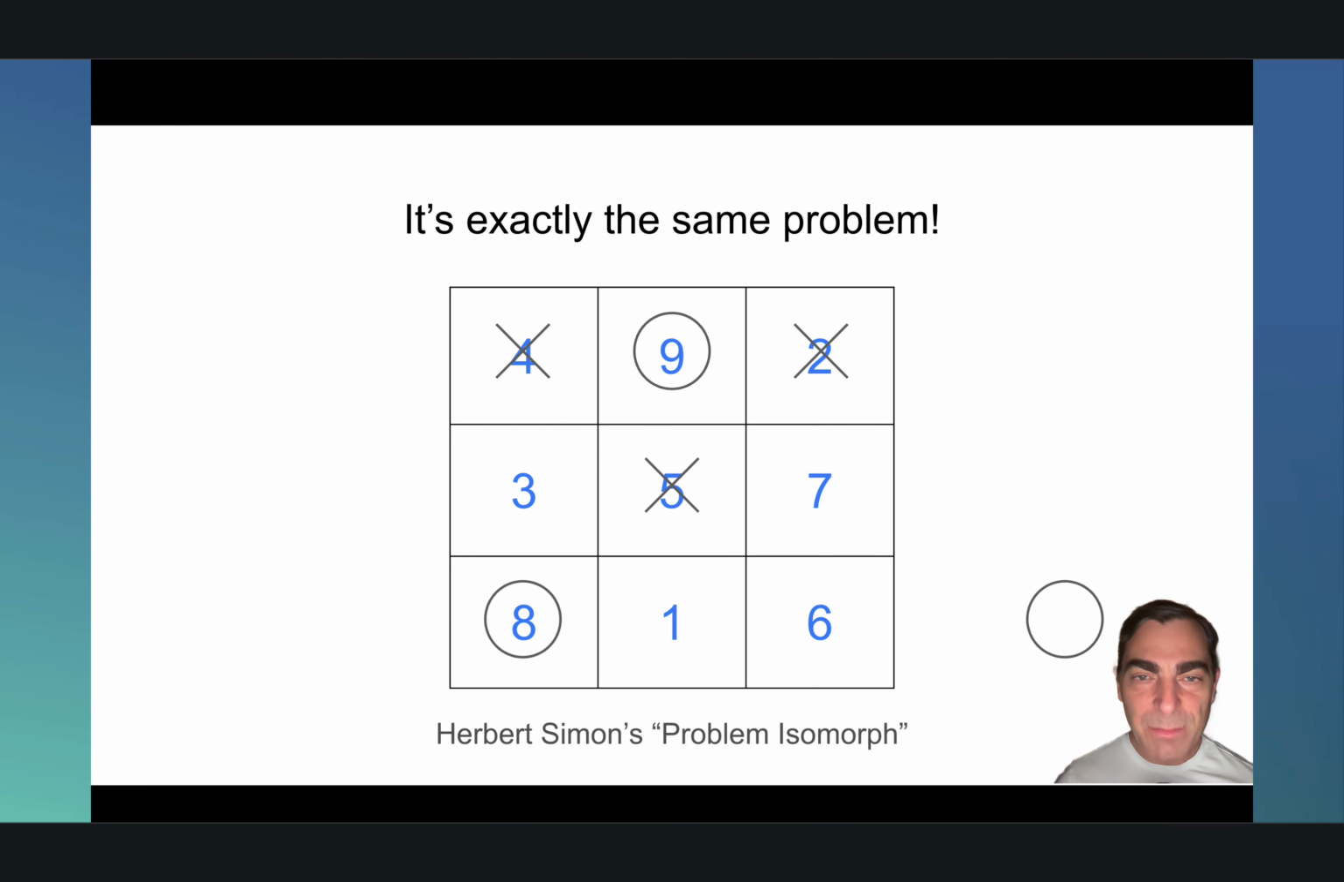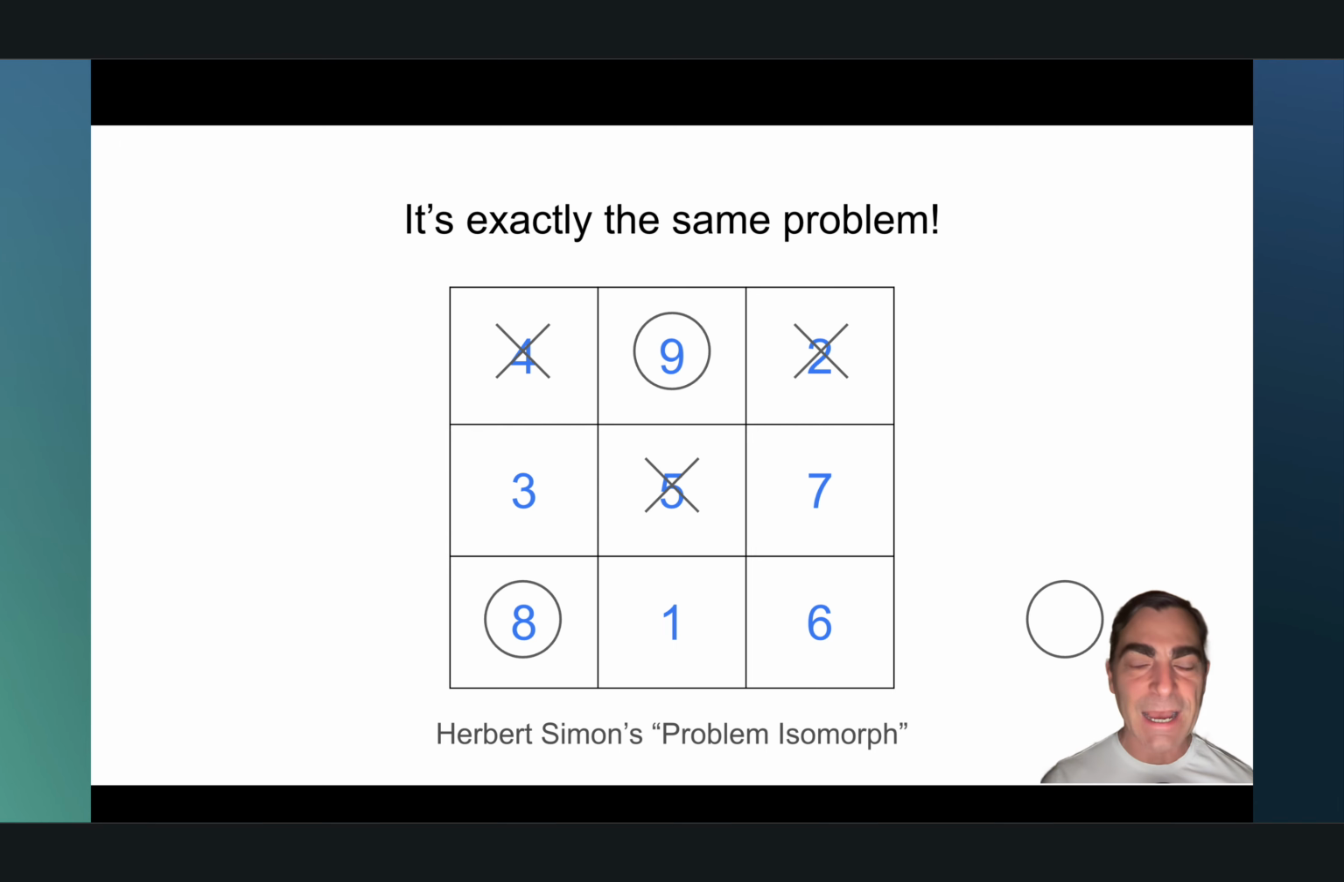So this problem is what scientist Herbert Simon called problem isomorph. What is a problem isomorph? It is the idea that a problem can be represented in many, many different ways. So they are isomorphic.